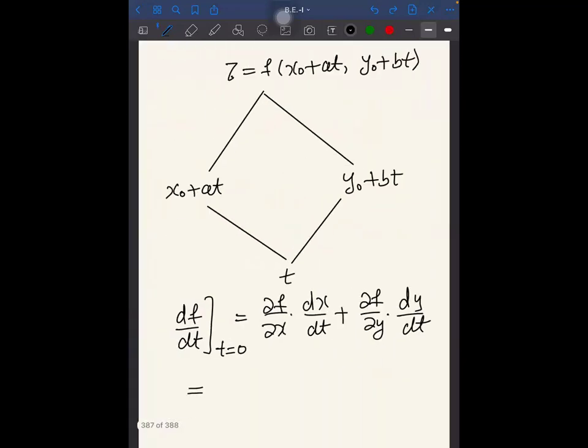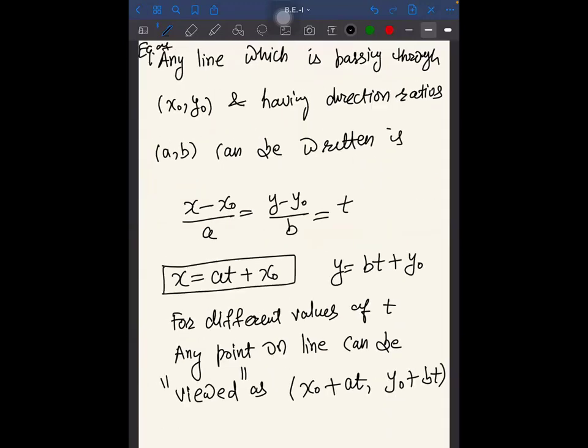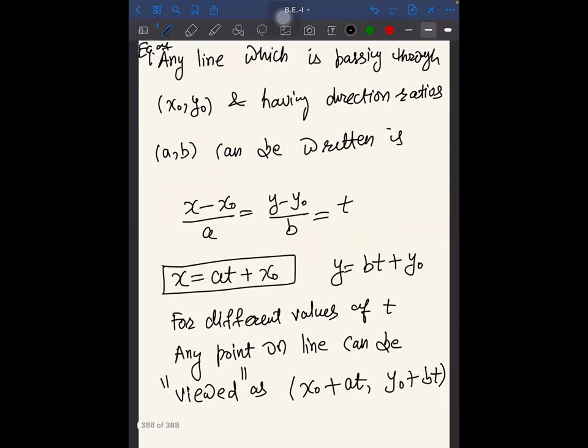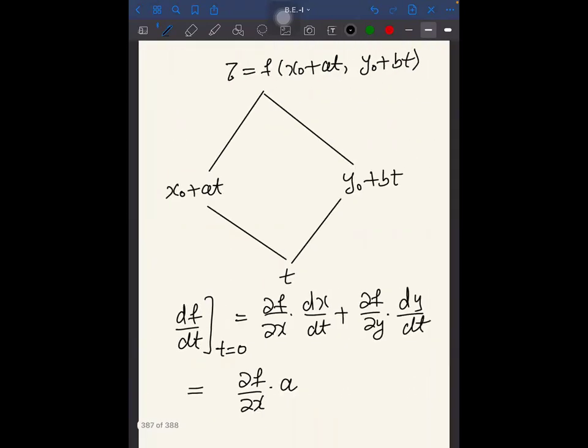So is it okay? Are you with me on this? So what is your curly f upon curly x? Let's simply call it curly f upon curly x. And what is your dx by dt? This was your x, so what is your dx by dt? A. And what is your dy by dt? B. So curly f upon curly y into b. Are you with me on this?